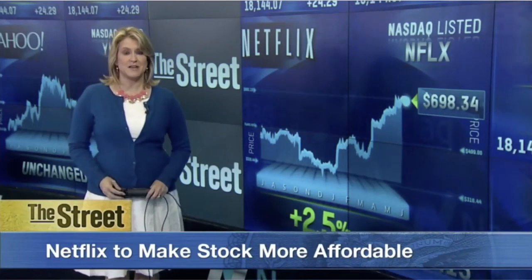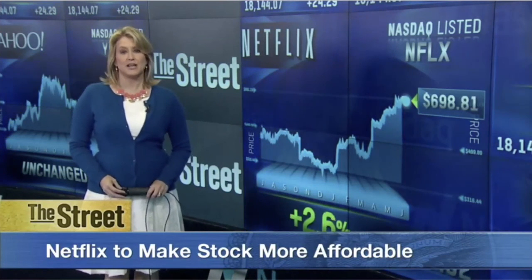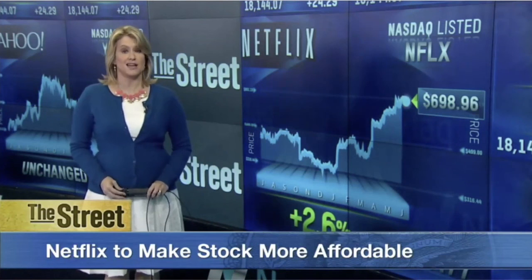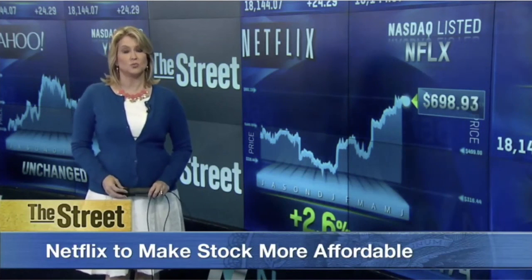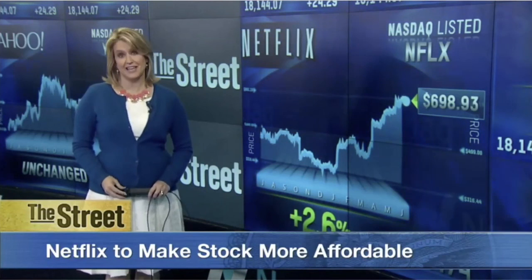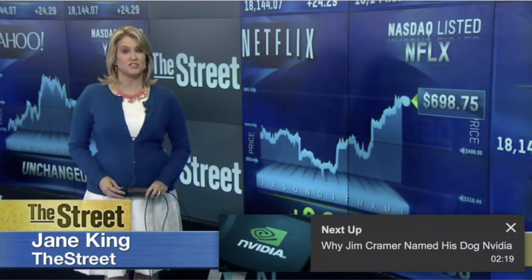Now, the last time Netflix split its stock was 2004. The video streaming company has enjoyed tremendous success lately, with shares climbing 58% over the last 12 months and trading at about $681 as of Tuesday's close. And based on that price, shares would be available for just under $100 after the split. Shares of Netflix popped higher to about $697 in after-hours trading. That's why Netflix is today's Chart of the Day. For The Street, I'm Jane King.